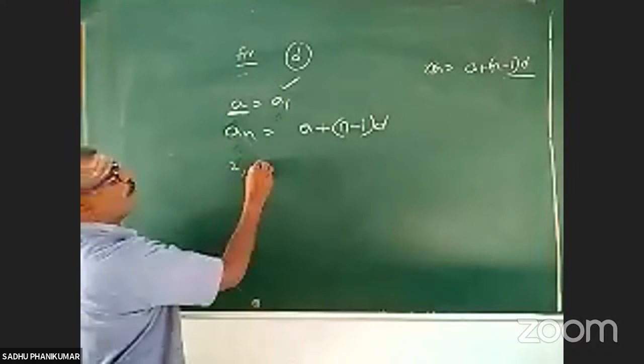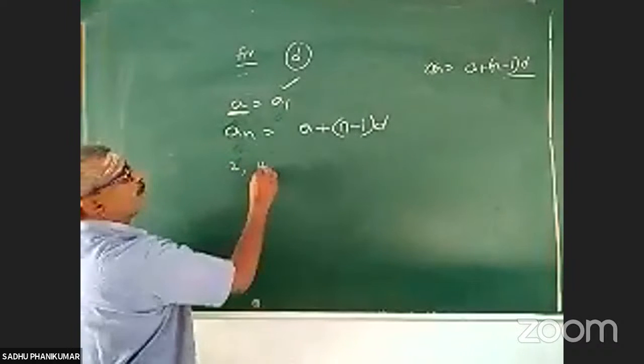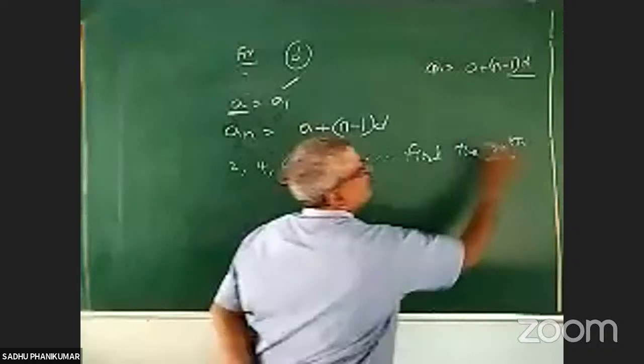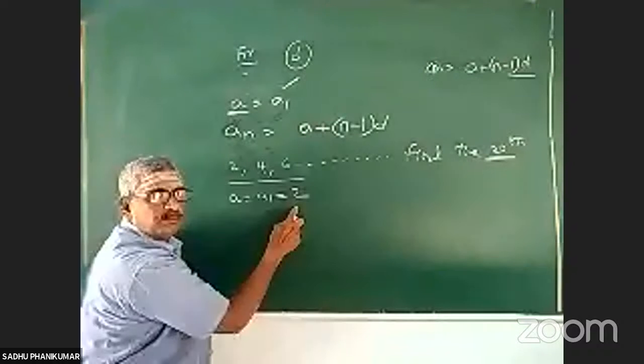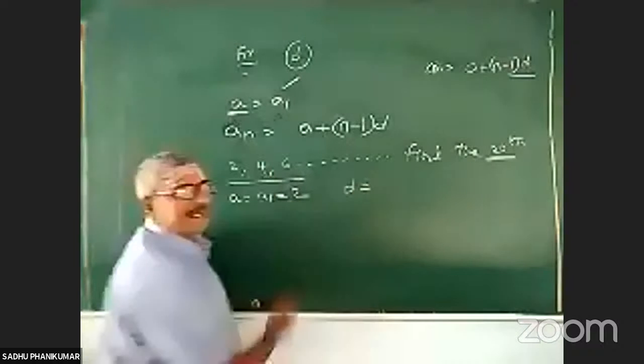2, 4. Now they are asking for the 20th term of the AP. Find the 20th term, that's what we have to find. So taking a or a1, which is equal to 2, the first term is equal to 2. Next, we have to find the common difference d, which is equal to a2 minus a1.